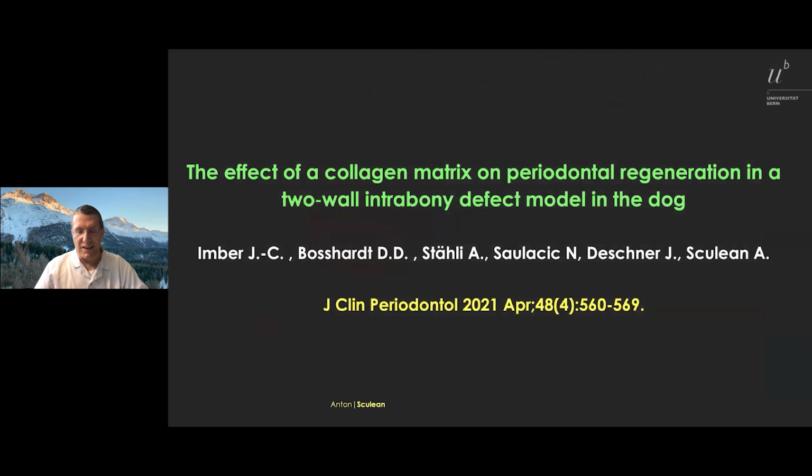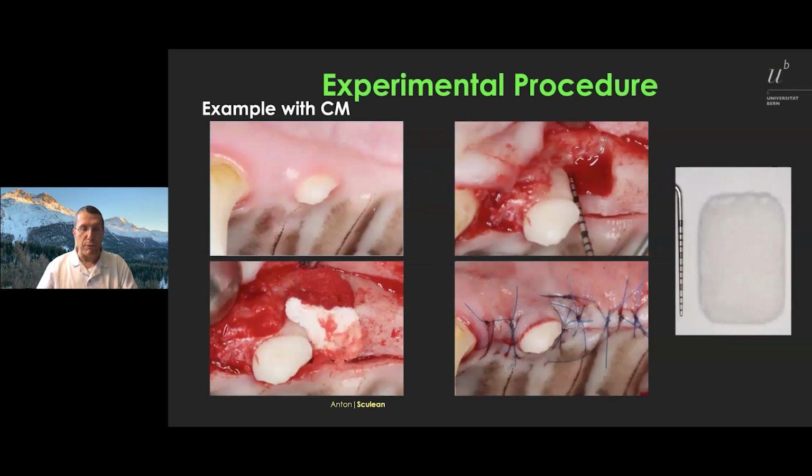And in fact, we continued our research by looking at the effect of this collagen matrix on the regeneration of periodontal wounds in a dog model. And basically, the experiment was very simple. We only wanted to see whether this material is able to stabilize the blood clot. We created non-contained type defects, and these non-contained type defects were treated either with a collagen matrix alone, or they were left empty.